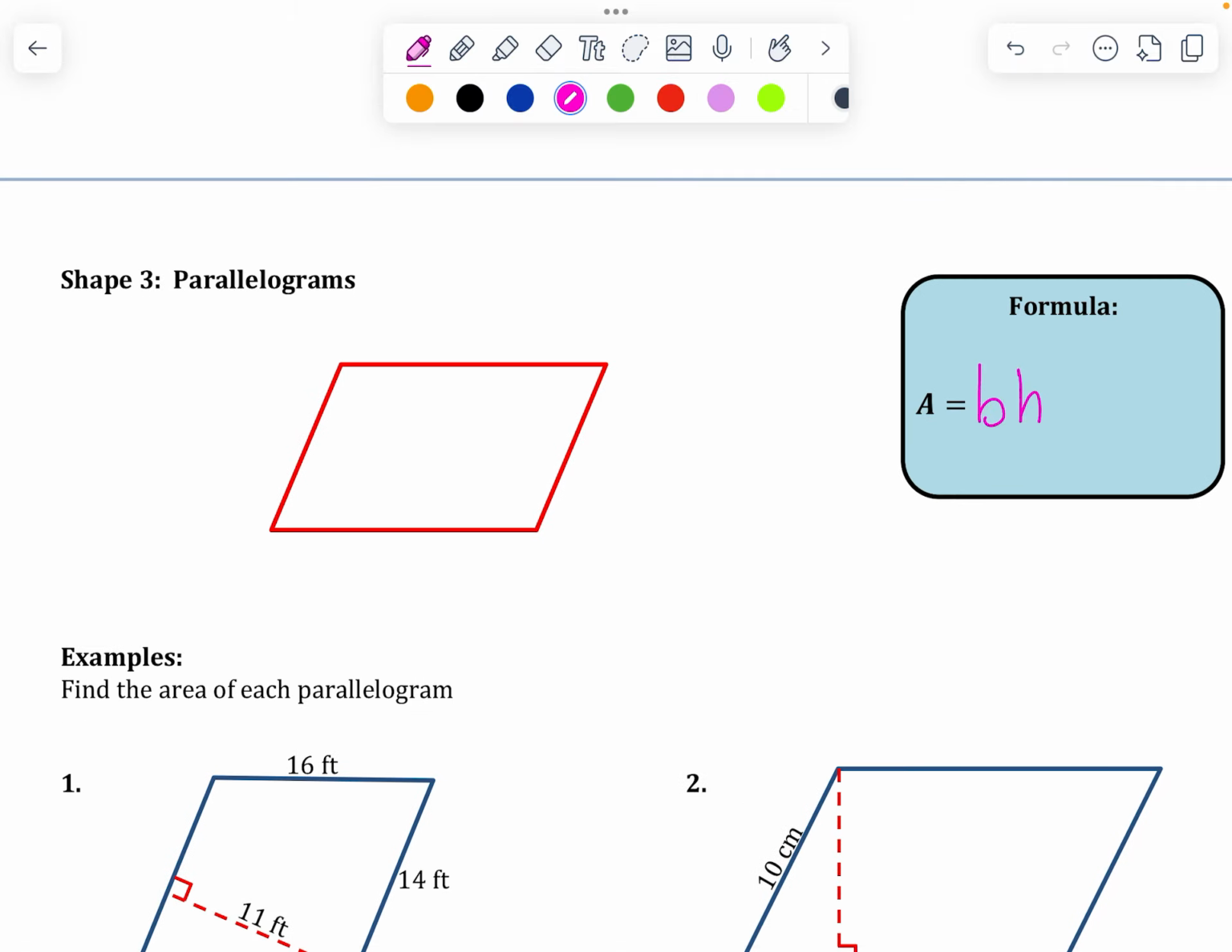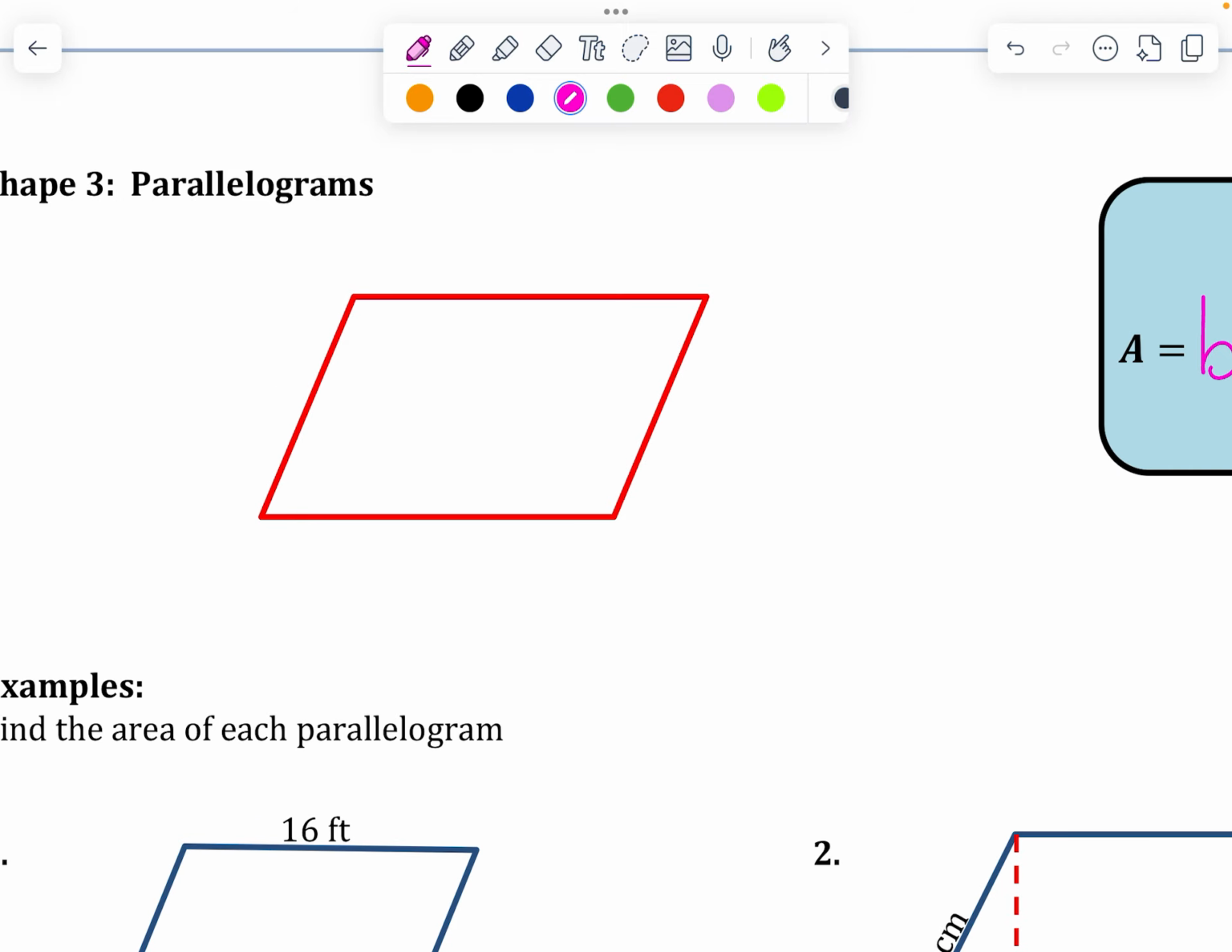Now let's make sure we still remember that the base and the height have to be perpendicular. I see a horizontal line, so I'll use this as my base, but you could also realize that the top could be your base because there's another horizontal line right there. And then your height's going to have to be perpendicular to that. So I'm going to drop an altitude to it, a right angle, and this is my height.